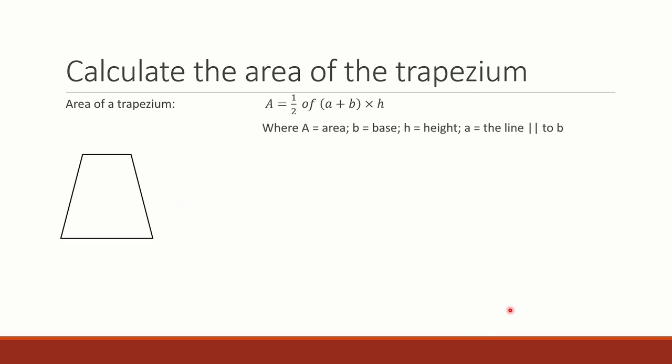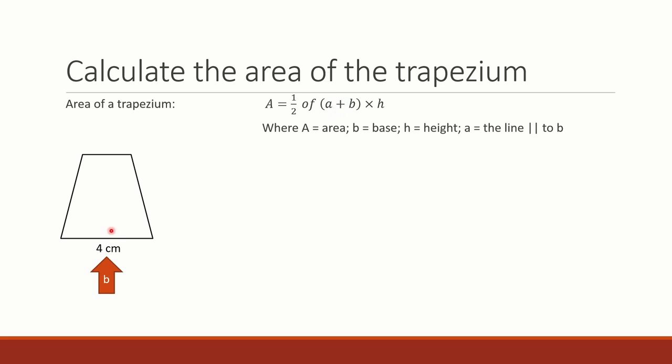There we go. Now for the trapezium. This one is the most complicated of these shapes that we're doing. We said that the formula is A equals a half of, and then A plus B times H. And remember, the A plus B is in brackets, so we're going to have to do that adding before.